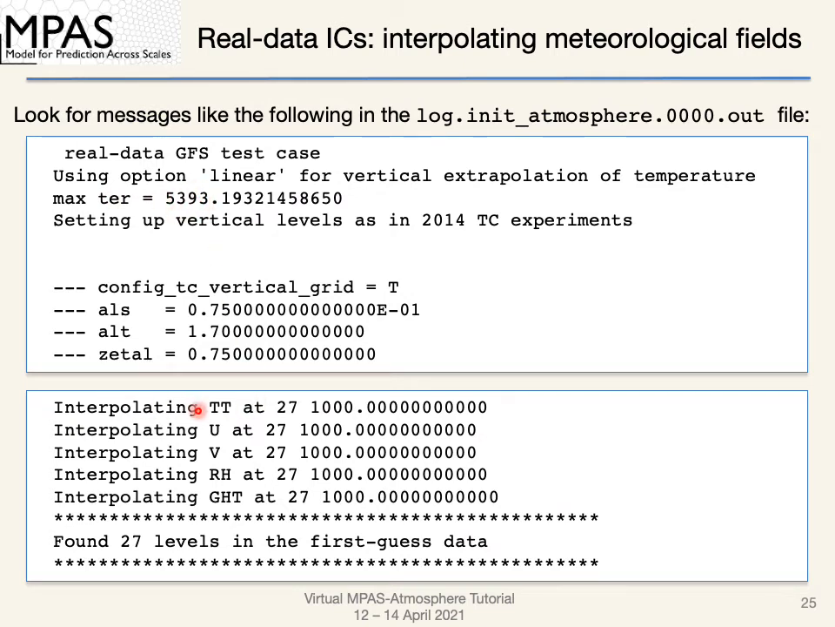And then you'll see these messages that say interpolating, interpolating, interpolating. These are the messages that indicate that the init-atmosphere model has interpolated in 3 dimensions: a temperature, zonal and meridional components of winds, relative humidity, and geopotential height.